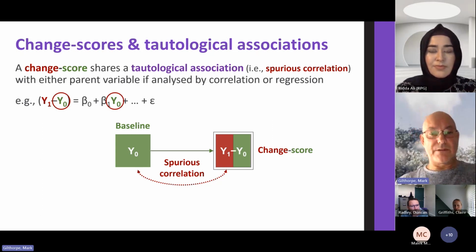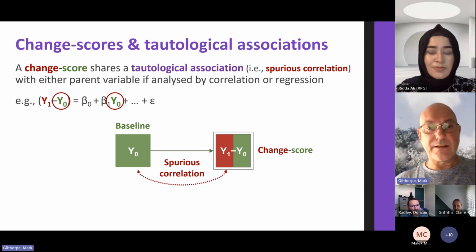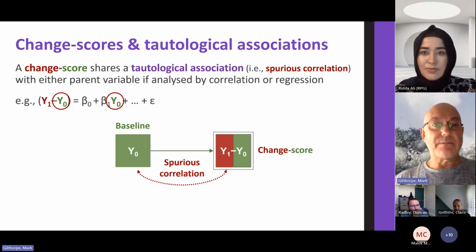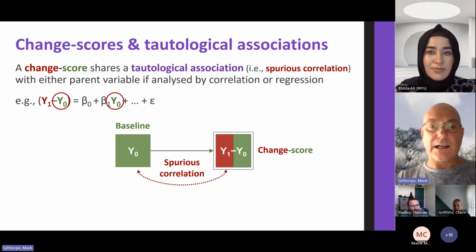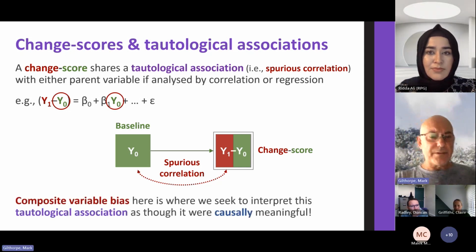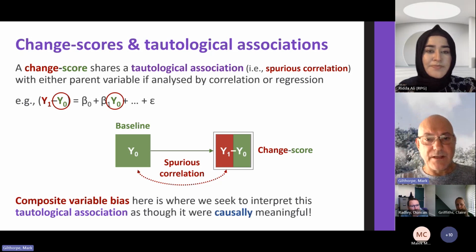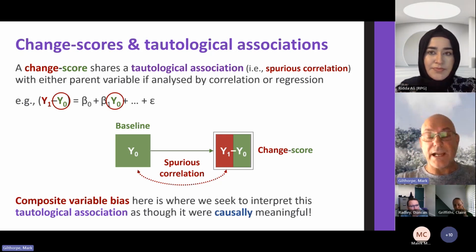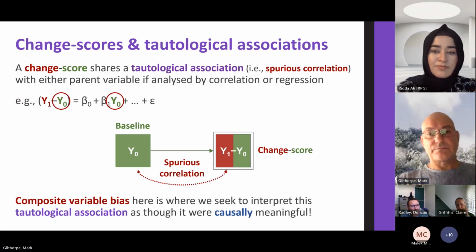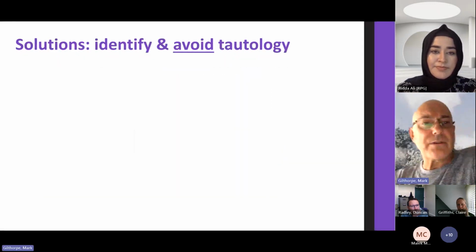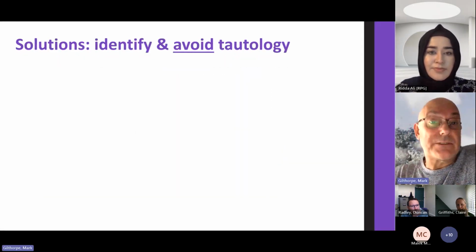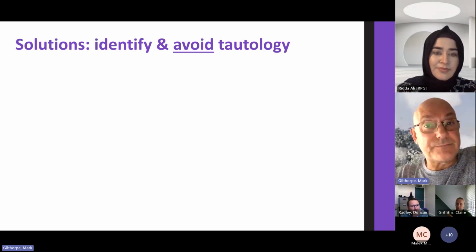There may well be a genuine relationship between baseline and follow-up that's causal, but it'll become conflated with one which is entirely artifact. So this is an example of composite variable bias, which is fairly easy to recognize because it's a tautological association. And were we to infer that the estimate we calculated from regressing change on baseline to be fully causally meaningful, we'd be wrong. So solutions there are basically to identify and avoid such tautology.